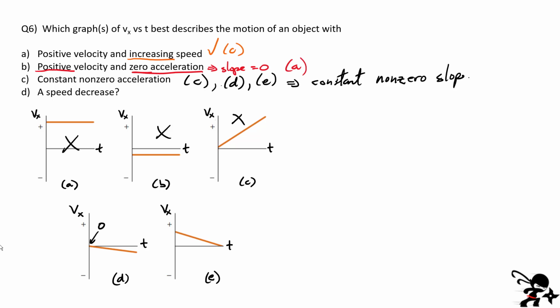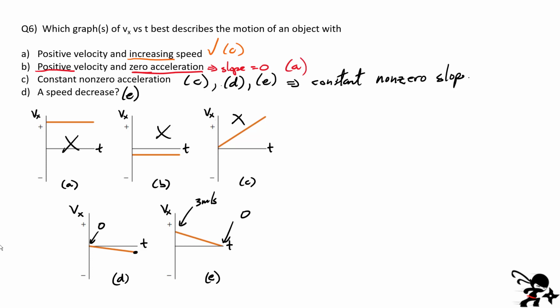Remember, here it's 0 and here it's 0, right? Here it's some value, some positive value. It could be 3 meters per second, right? So that's definitely decreasing. So definitely I agree that E has a decreasing speed.